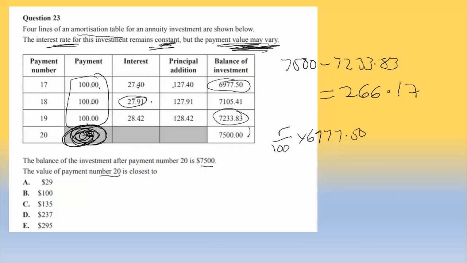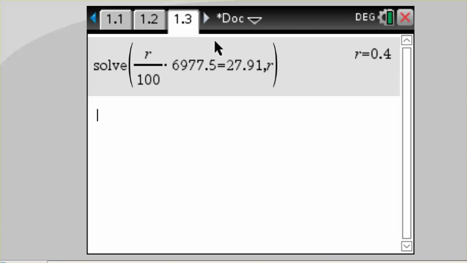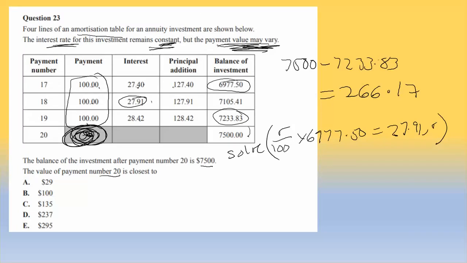6977.50, and that equals 2791. I'm going to use menu algebra solve because I can. Okay, so I've typed that in, menu algebra solve for R, so our rate is 0.4%. R equals 0.4%.